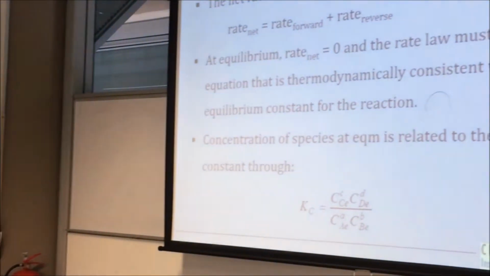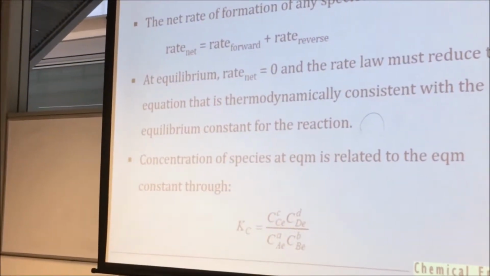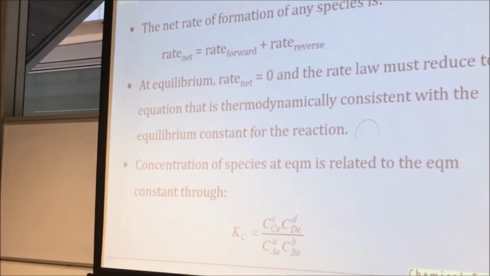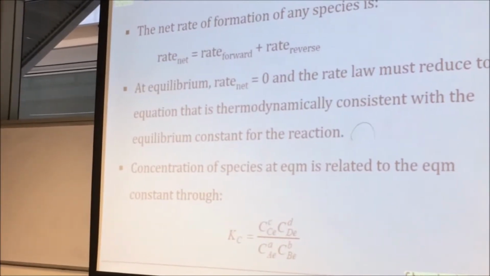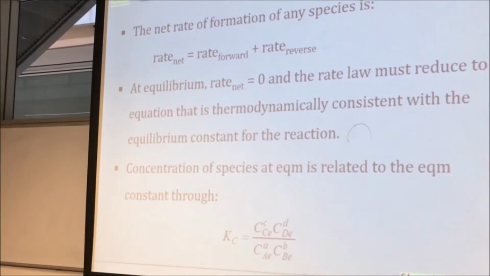And then for the reversible reaction, the net rate of formation of any species is equal to rate of forward plus rate of reverse. So the net rate will be 0, is it? Yeah, and at equilibrium the net rate will be equal to 0.